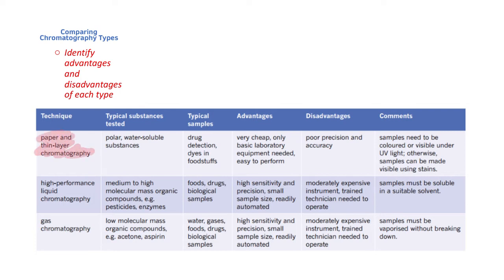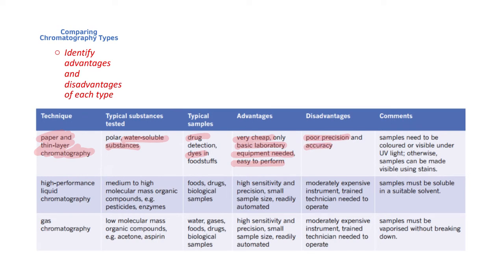So what is this used for? Polar and water soluble substances. Typical samples are drug detection or dyes and foodstuff. The idea is that this is super cheap because it was one of the first ones used. It's basic lab equipment needed, and it's easy to perform. However, you don't get much precision and accuracy from it.